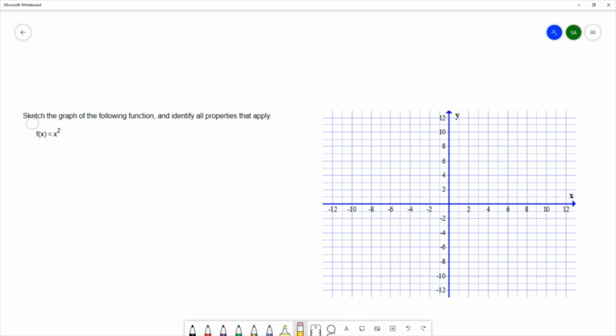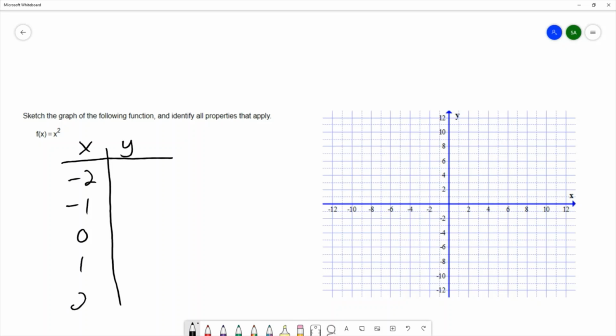For this question, we want to sketch the graph of the following function and identify all properties that apply. We're going to start with sketching the graph, and then we'll take a look at those properties. So to sketch the graph, I'm going to make a chart, a table of x's and y's. And I like to choose a standard set of x's: -2, -1, 0, 1, and 2, and substitute those into the function to get the y's.